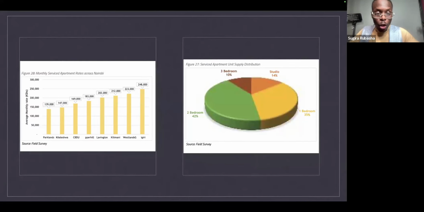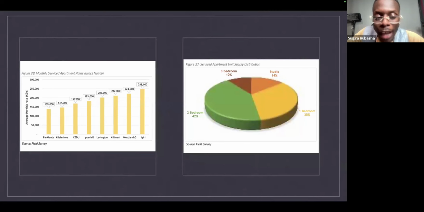So let's go further into this, guys. Look what it's showing you for monthly serviced apartment rates across Nairobi. Parklands, you can get rent for 139,000. Kileleshwa for 147, and this is 1 to 2 bedroom. CBD 169. Upper Hill 180. Guys, look at my place. That's why I said I'm even undercharging. But we're going to increase our price.